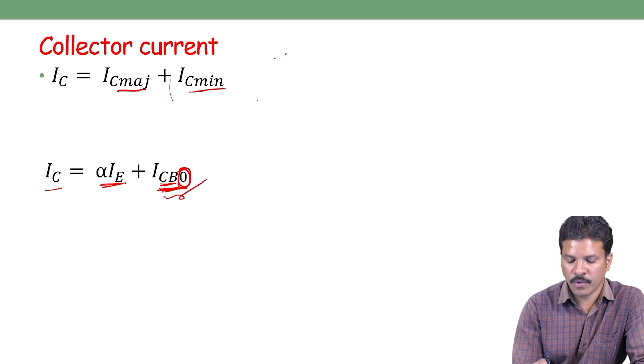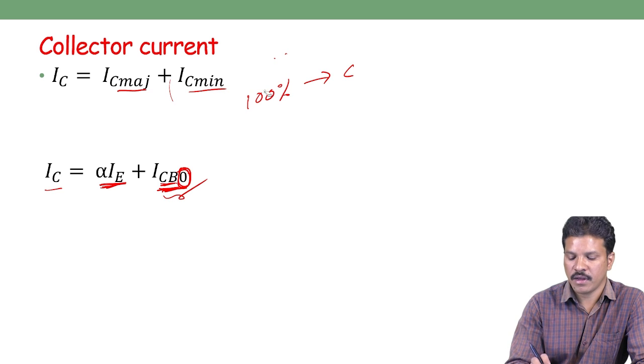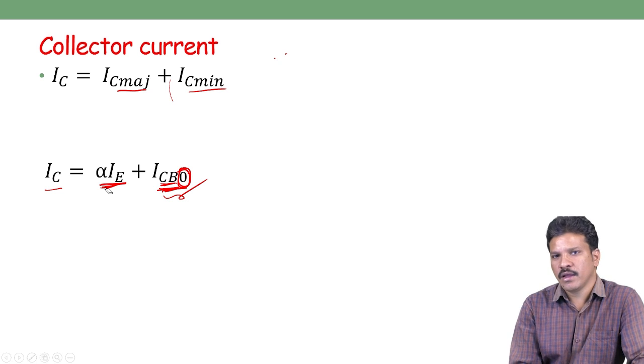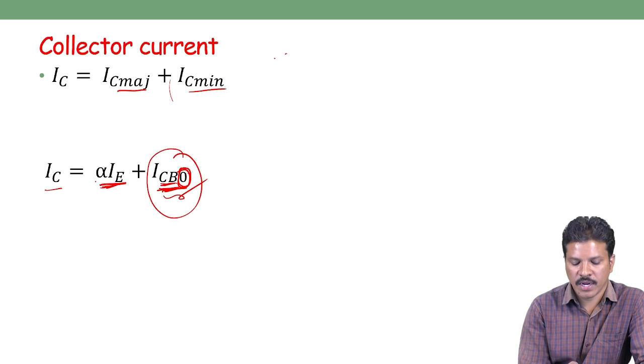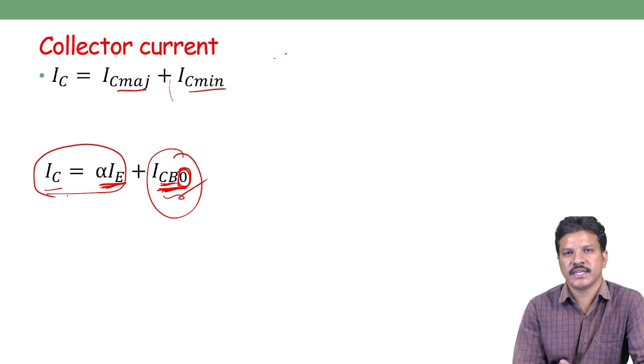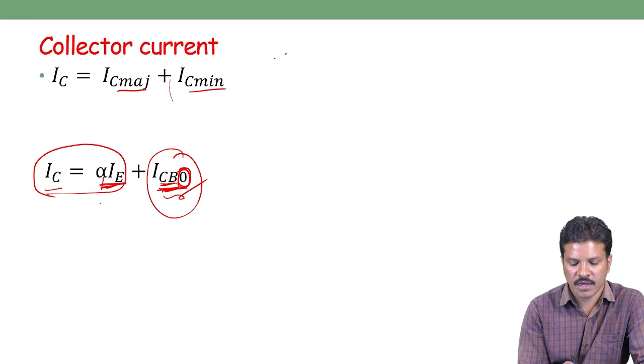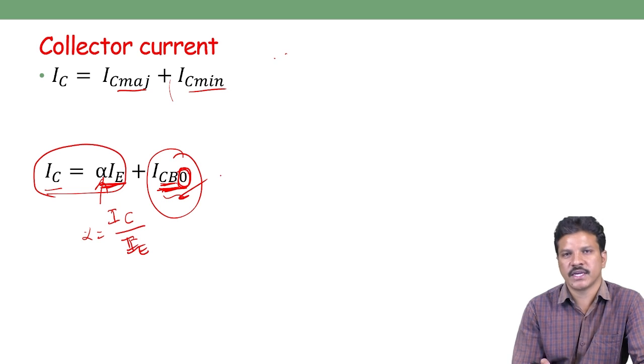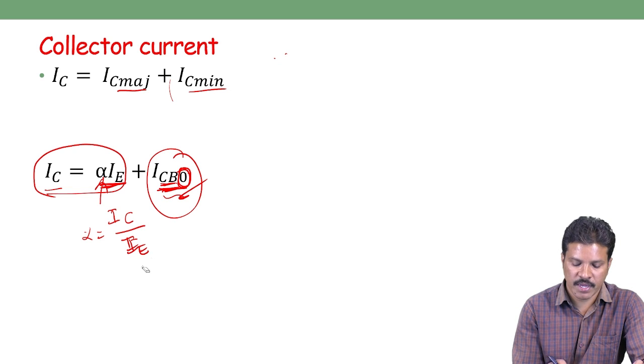So for example, say 100% reaches the collector. Which type of current? Alpha IE times is the majority current, and ICBO is the minority current. When we neglect this term, you will get IC is equal to alpha IE. This relation is used in the common base configuration. Alpha is the gain, output current IC by input current IE, by neglecting this term. So alpha is equal to IC by IE.